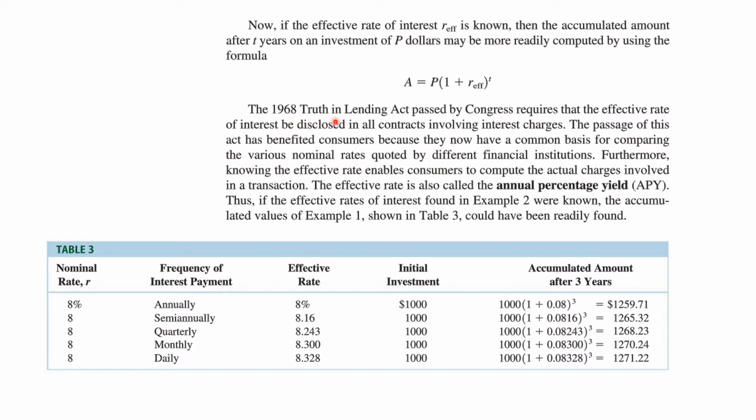The government does have Truth in Lending Acts that were passed by Congress because they think people are confused by all of this. And so it is important for banks to publish the effective rate, and this is also known as the annual percentage yield, APY.